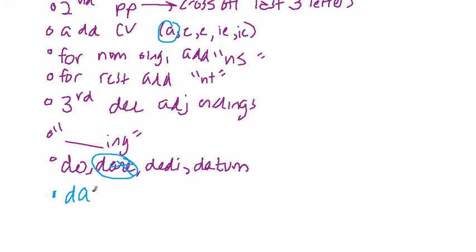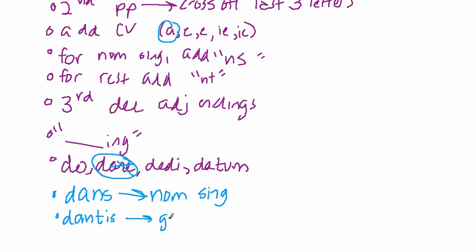You can put your stem in a chart if you want. You put nominative singular, or NS for a nominative singular. And for the rest, you add your nt, let's just do the genitive singular. And you go ahead and add on your third declension adjective endings. Okay, so there you have it. Those were the only 3 Latin participles.